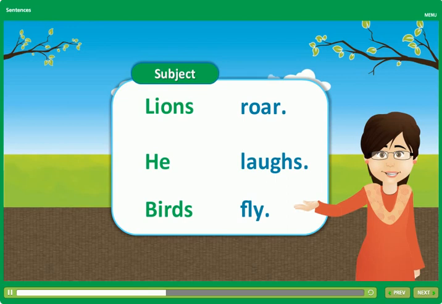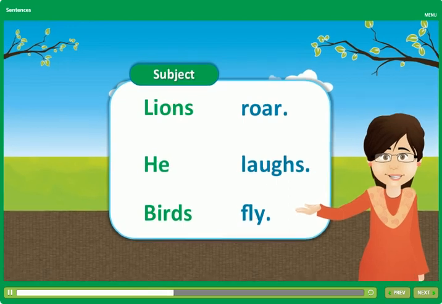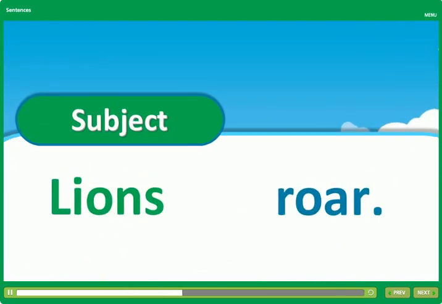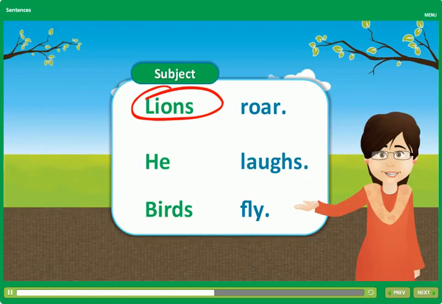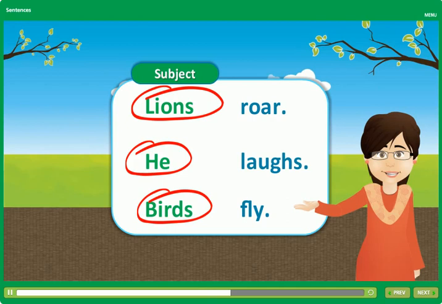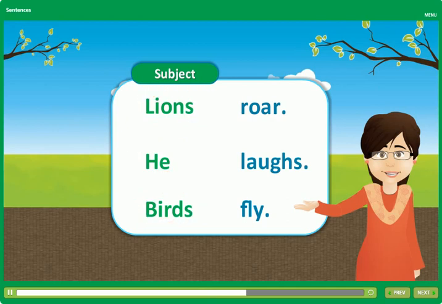Look at the first sentence. What are we talking about? Lions? Lions is the subject of this sentence. Can you find out the subjects in the other two sentences? In these simple sentences, the subject usually comes at the beginning of the sentence.